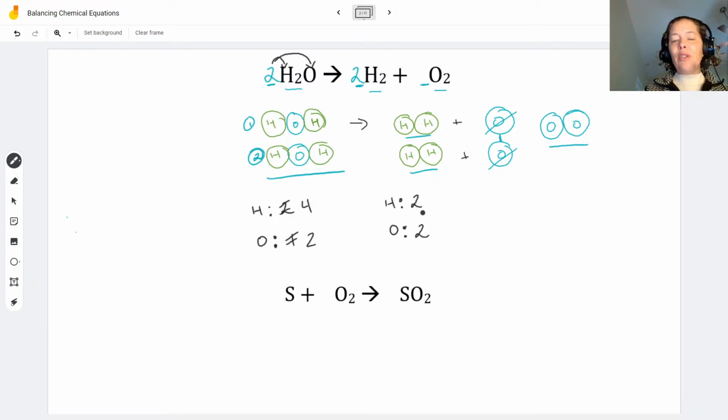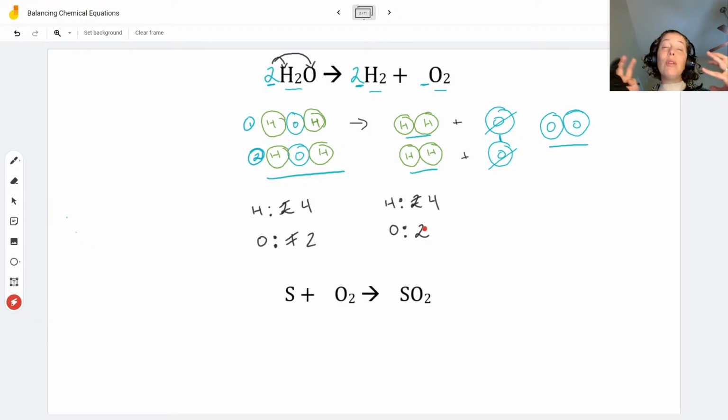Because of course, what I can do with my hydrogen on my product side is what I did up here, put a 2. That's a multiplier. That changes it to 4. So now you can see I have 4 hydrogens on my reactant side. I have 4 hydrogens on my product side. I have 2 oxygens on my reactant side, and I have 2 oxygens on my product side.